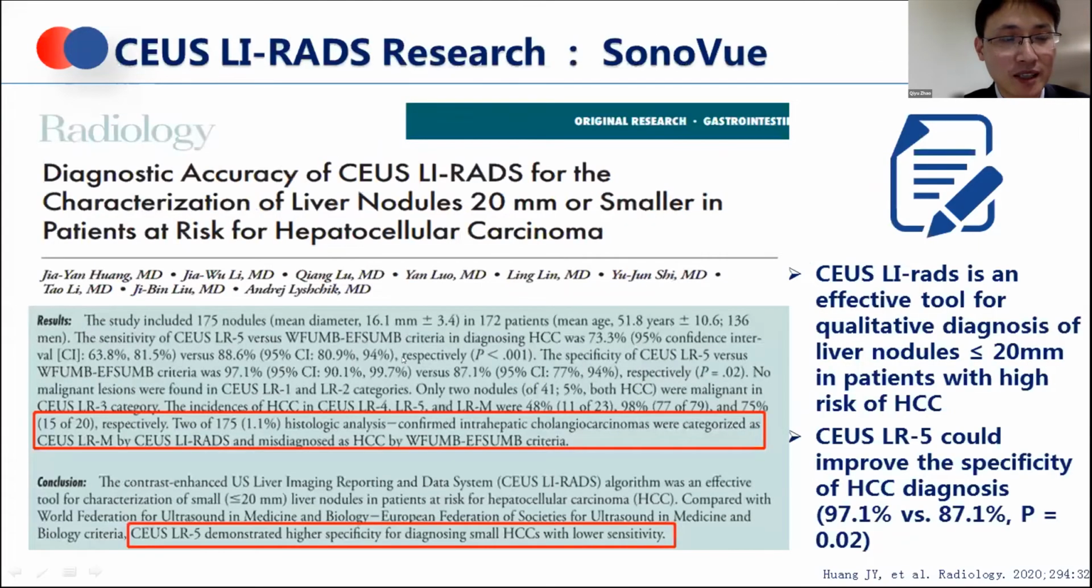And last year, CEUS LI-RADS application in Chinese patients was reported in Radiology, which confirmed CEUS LI-RADS as an effective tool for qualitative diagnosis of liver nodules smaller than 20 millimeters in patients at high risk of HCC. And CEUS LI-RADS 5 could improve the specificity of HCC diagnosis.